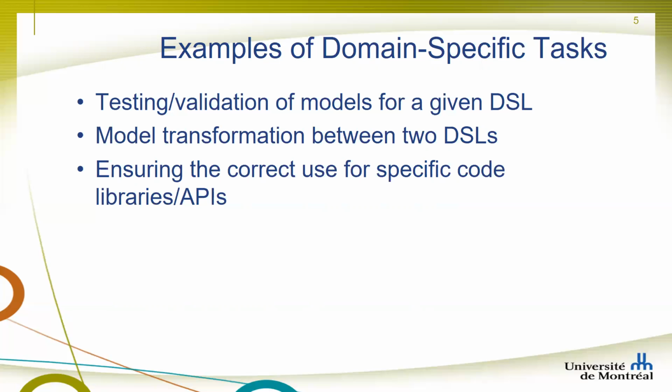Another problem is how to automate model transformation between two DSLs, between two domain-specific languages. If I design a model in one language, how to automatically generate a new model for this second language. And the third example that I will go through is how to ensure the correct use of a specific code library API. Okay, so we could have some specific APIs and how we could automatically validate that a client is correctly using that.